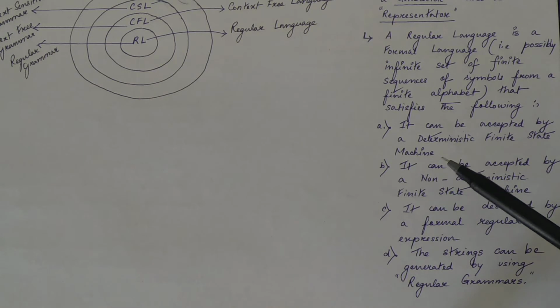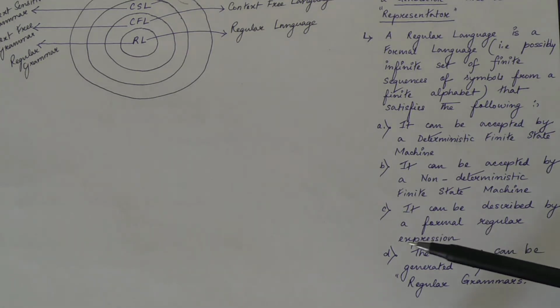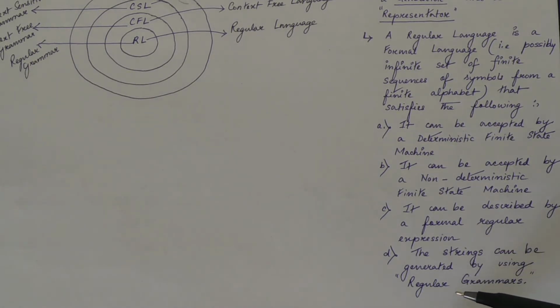In unit 1, you have learned about the deterministic finite state machine and non-deterministic finite state machine, correct? In unit number 2, you are going to learn completely about regular expressions: how you are going to express a language in terms of regular expressions, and how you are going to convert a regular expression to a finite machine. Then in unit number 3, you are going to learn about regular grammar, followed by one more topic known as context-free grammar.